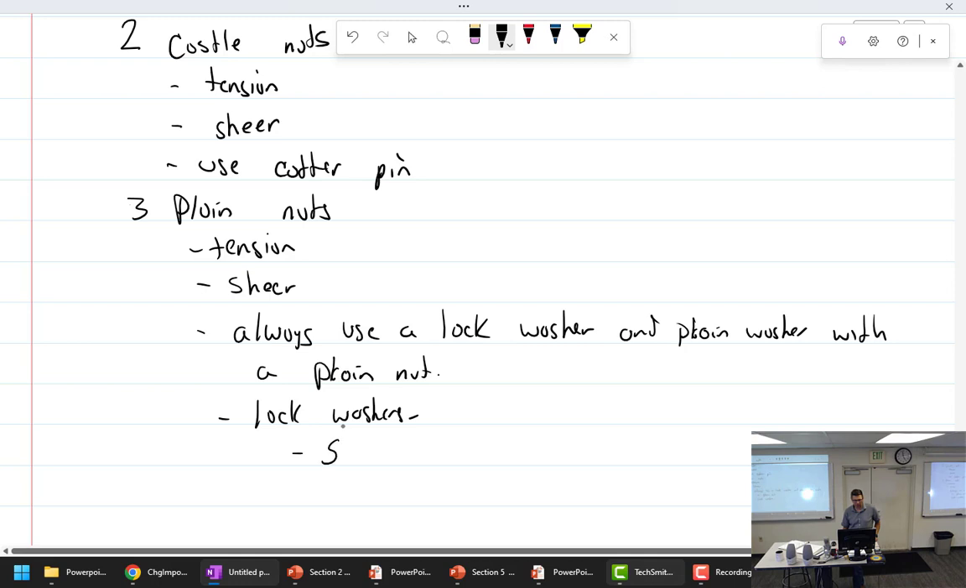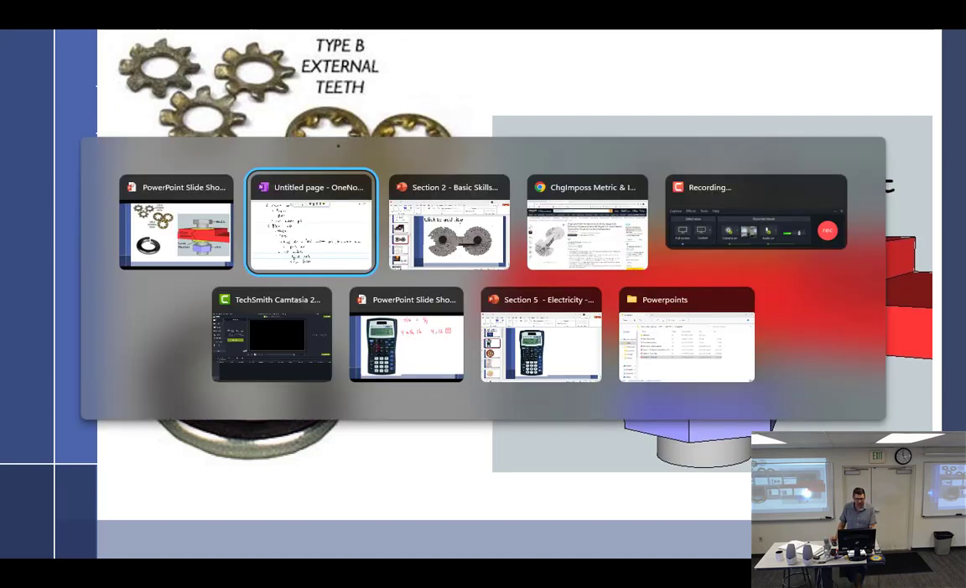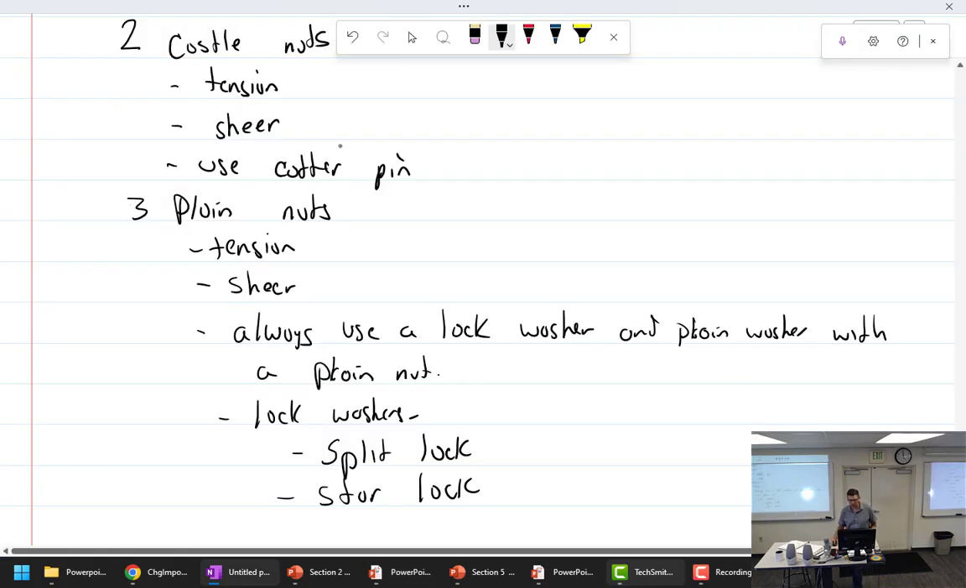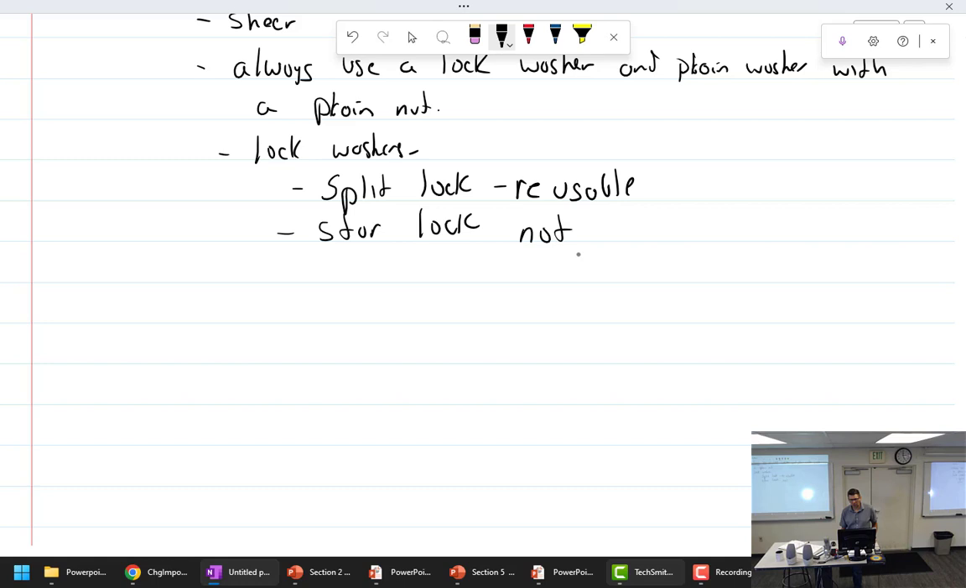They come in both a split lock and a star lock. There's our split lock down here in the bottom and a star lock. A split lock is reusable provided, see how that's not sitting flat? If it doesn't sit flat and the splits are kind of offset, it's considered reusable. Star locks are never reusable. There's both internal and external teeth because they're very thin stamped metal. When you smash it on there, those little teeth grip in and they flatten out. When you take it off, you'll see that it's all flattened and it doesn't work anymore. So split lock is reusable, and a star lock is not reusable.